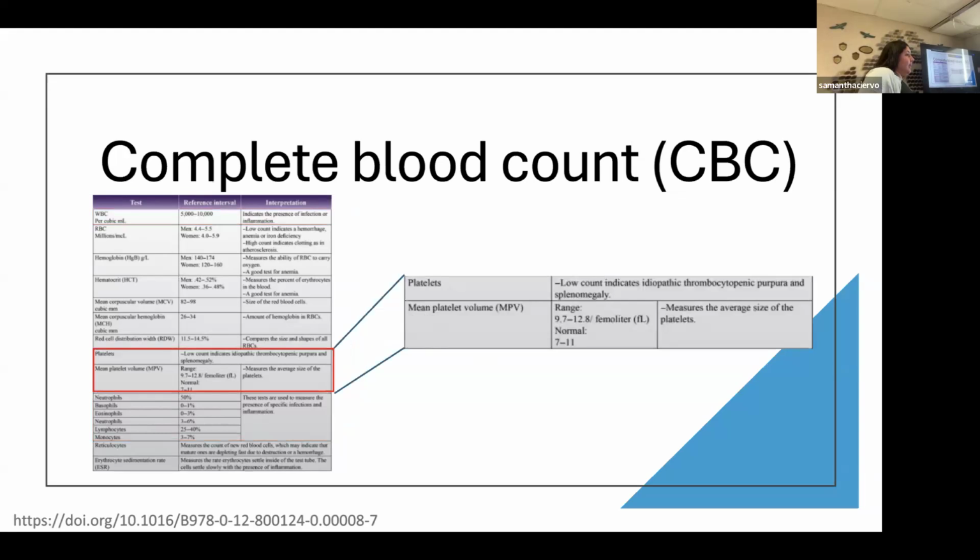The final thing I wanted to talk about is platelets. Platelets are these things that help form clots in your body. And so if you have increased platelet counts or decreased platelet counts, it could be indicative of some things to keep in mind and consider.